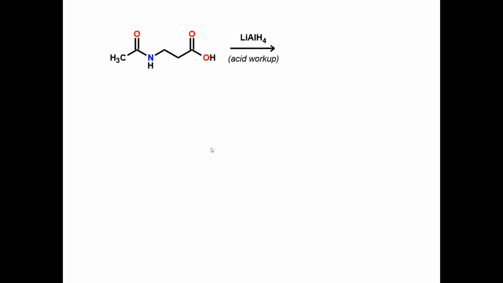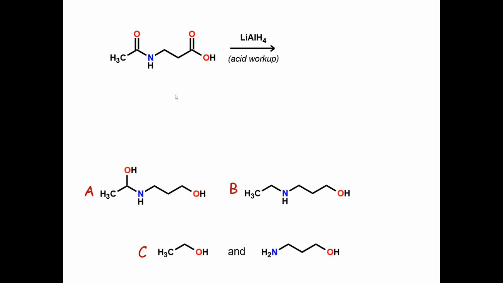How about an amide? Well, this is an interesting problem. We know what the carboxylic acid is going to give us. It's going to give us an alcohol. But what does the amide do? Well, it's a pretty good chance we're going to get rid of that carbonyl, but how is it going to end up? Here's some possible products.